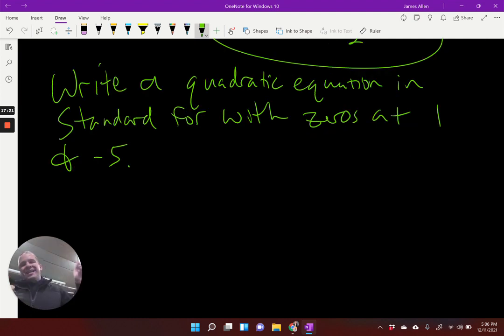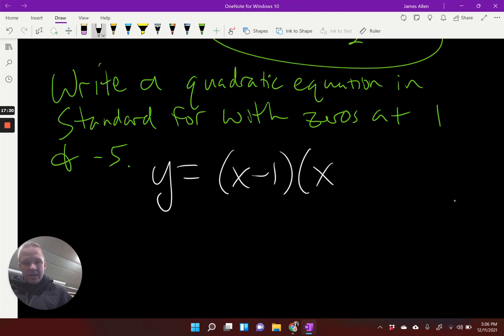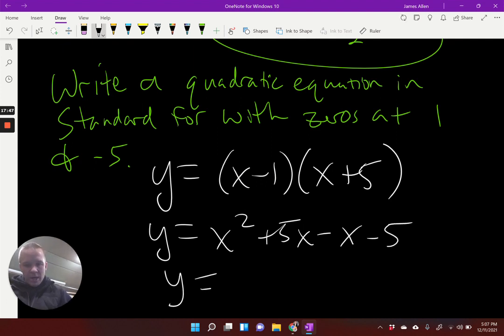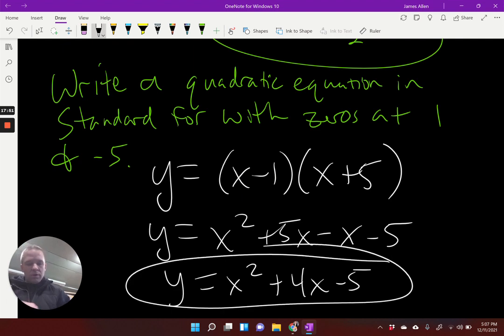Write the quadratic equation in standard form with the zeros at 1 and negative 5. Well, if the zeros are at 1 and negative 5, that means we're going to have x minus 1 as a factor and x plus 5 as a factor. That's factored form. Had it asked for factored form, I'm done. But it asked for standard form. I got to multiply this bad boy out. It's going to be x squared, and then I have plus 5x minus x minus 5. So y equals x squared plus 4x minus 5. Dope. Gucci swag or something.